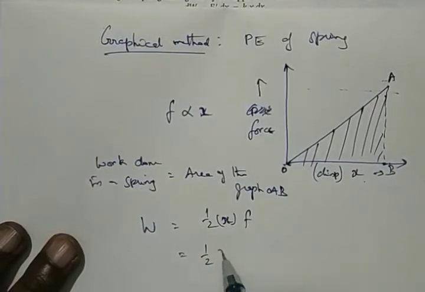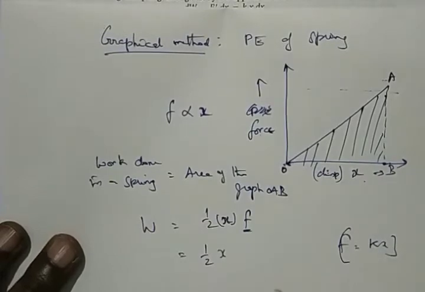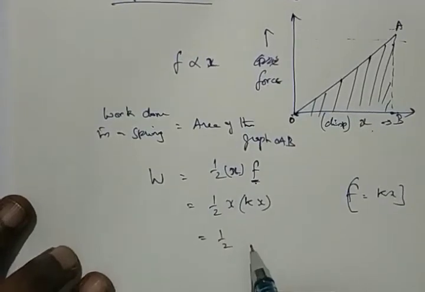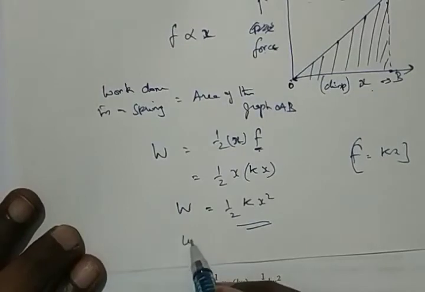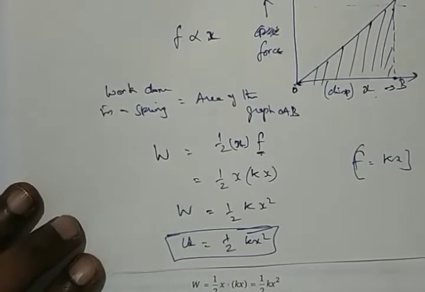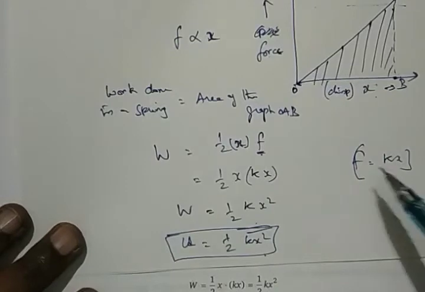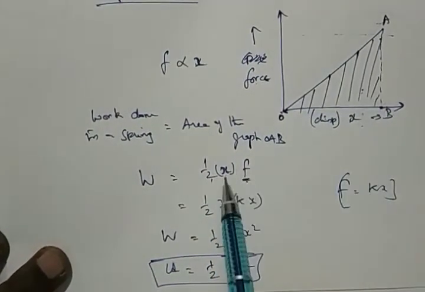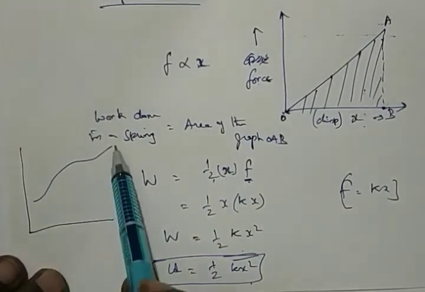Now we already know F is going to be equal to K into X. Put this value, K into X, here. So that's going to be equal to half into K into X square. That's W. So you can call it U as half Kx square. So this is another way of doing it graphically. Graphically also the same formula will come, because we always know work done is going to be equal to the area enclosed. We already saw this one in the previous one.